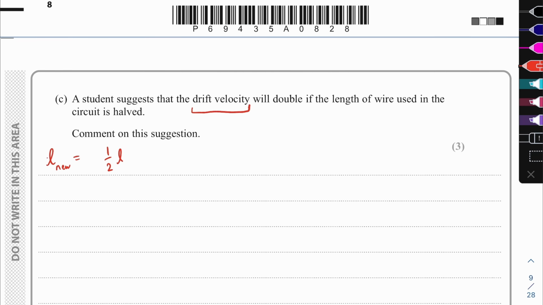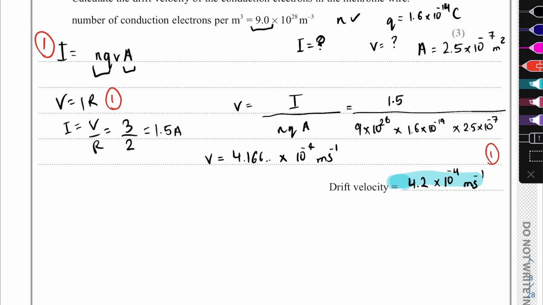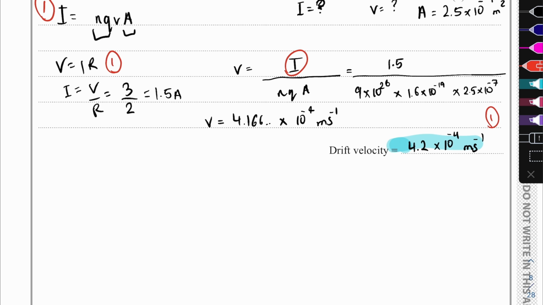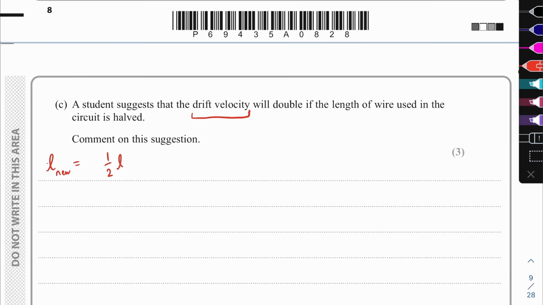Now we know that drift velocity is affected by this because v equals I over NQA. And I is affected by V equals IR. So you can see I is affected directly by the resistance. And we know that resistance equals rho L over A. So our new R will become what? Our new resistance of this new length of wire will just be rho L over A, and then we have the half, which is the same thing as saying it's half of the resistance we had previously.